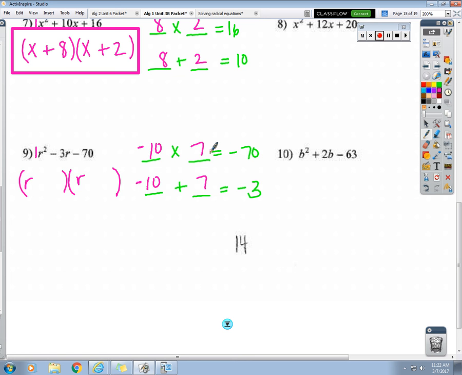Anytime you're adding two numbers and you want your answer to stay negative, the bigger of the two needs to be the negative number. Let me say that again because people aren't listening to me. Anytime you're adding and you want your answer to be negative, the bigger number needs to have the negative. That will keep it negative. If you want to add up and be positive, then the bigger number would need to be the positive. Does that make sense? So our factors are r minus 10, r plus 7.